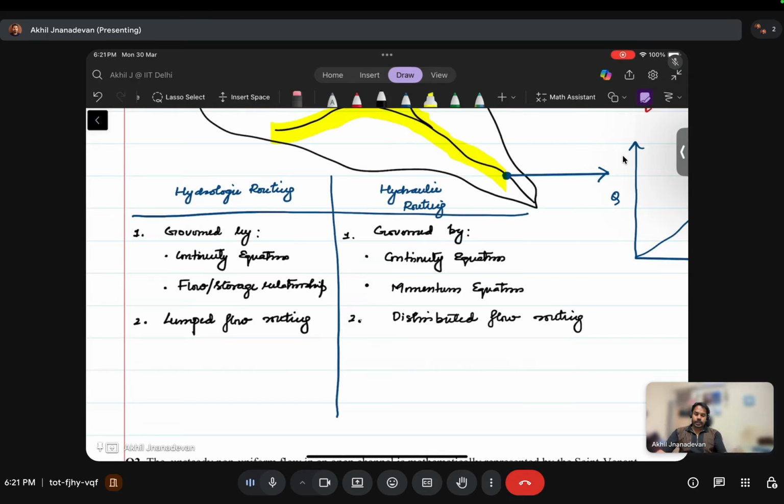The output, or the flow rate at each time step across every point in the catchment, can be modeled. So such routing is called hydraulic routing, and it is also called distributed flow routing.